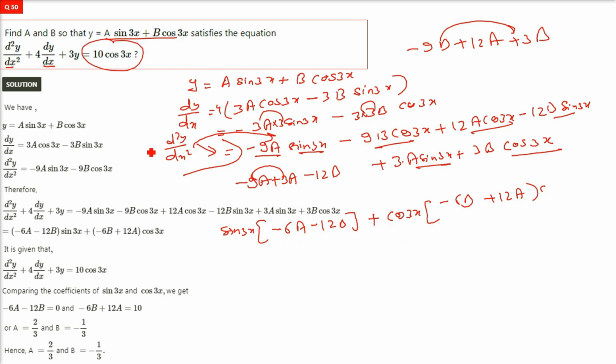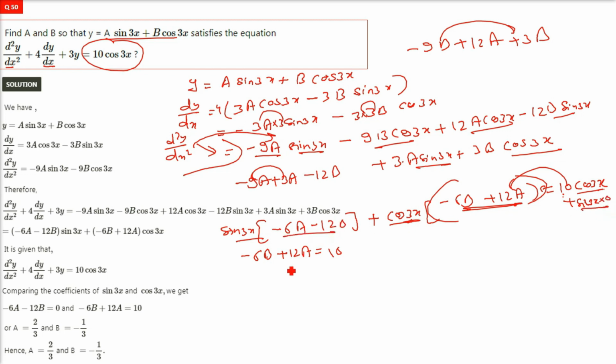So when you equate it with 10 cos 3x, what does it mean? It means you have only the term 10 as coefficient of cos 3x, and there is no term of sin 3x. So minus 6a minus 12b equals 0, and minus 6b plus 12a is equal to 10. What I am suggesting is, for cos 3x and sin 3x, you just have to take the coefficient and equate. Only cos 3x has some coefficient, otherwise no.